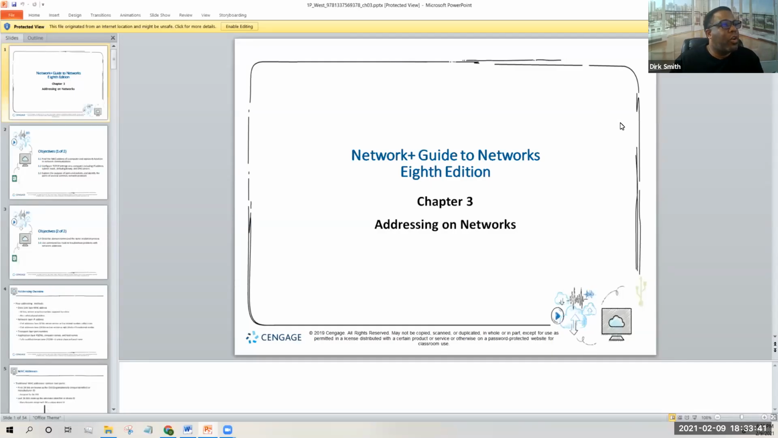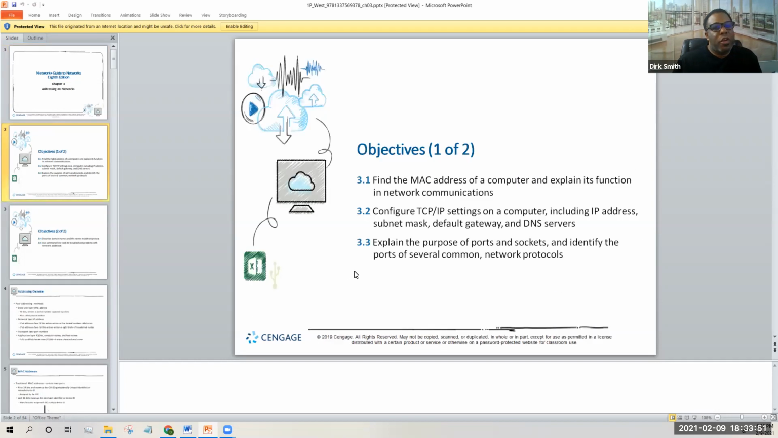Okay, so tonight we're going to be talking about networking: Guide to Networks, addressing on networks. Chapter 3 in the book. A couple of things in chapter 3 we're going to go over is the MAC address. Looking at the MAC address, explaining the different MAC addresses. You guys have probably heard that term several times before.